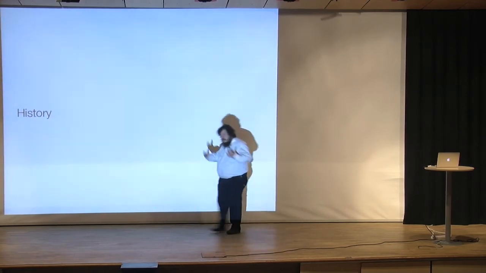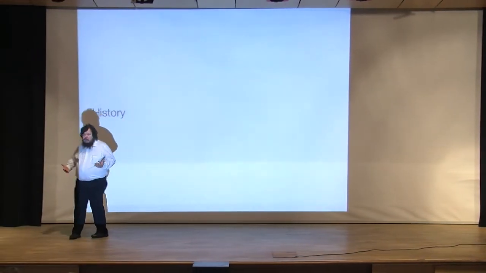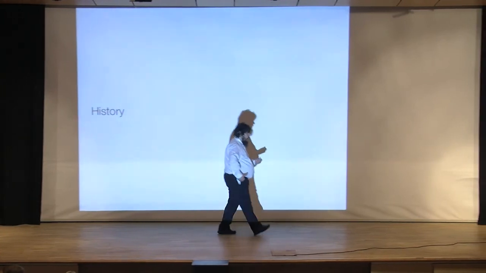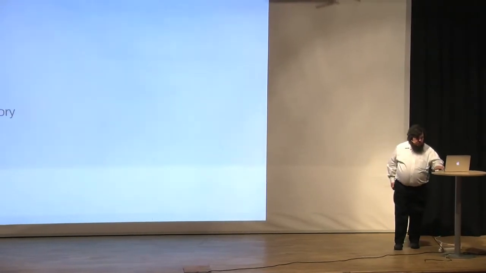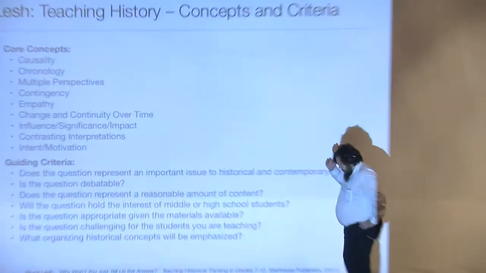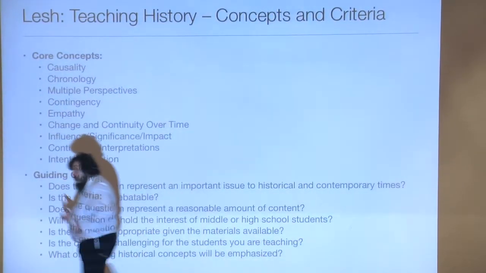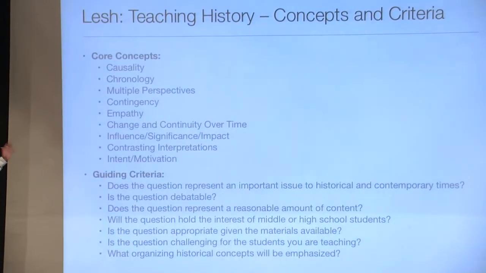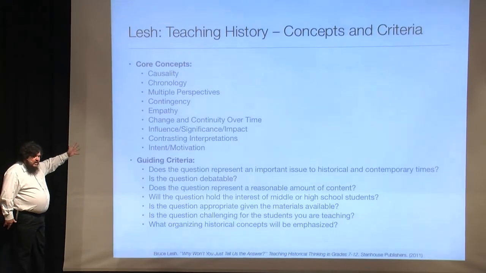Now, when we're teaching history, we don't want our students to just be memorizing dates and places and treaties and wars. We want them to be able to use history, to think about history, to create history themselves, to make decisions about their lives using historical knowledge. That means that what we want is not just memorization, but we want this type of list. This is from Lesh, who's a teacher of history who's worked very hard on this for a couple of decades now in the States. I say, well, what do we want our students exploring? And he says, well, what we want them exploring are these core concepts, things like causality, chronology, empathy, change and continuity over time, inter-motivation.